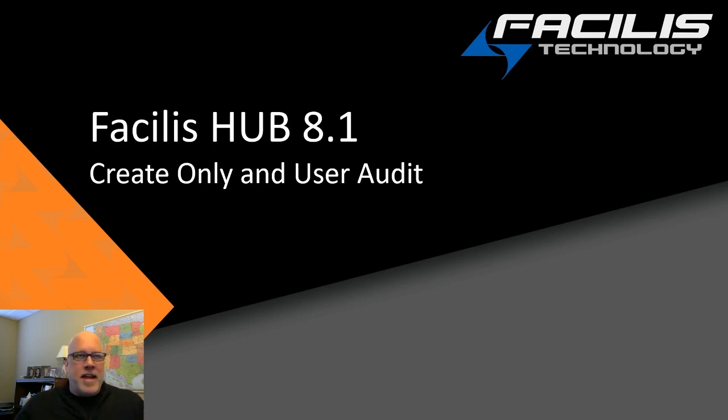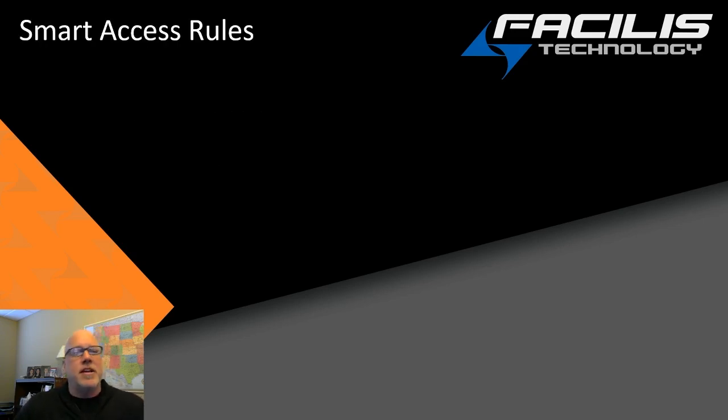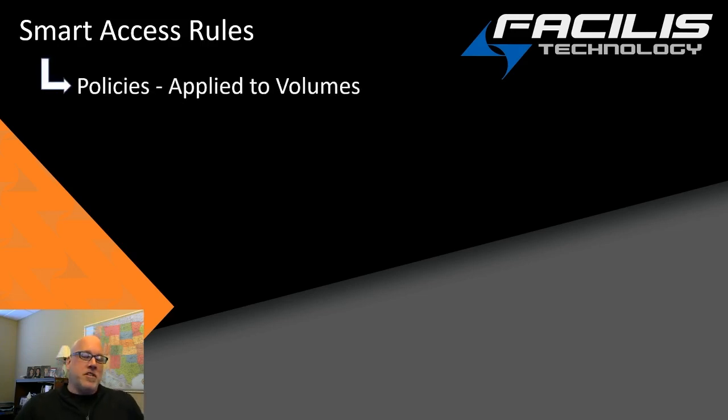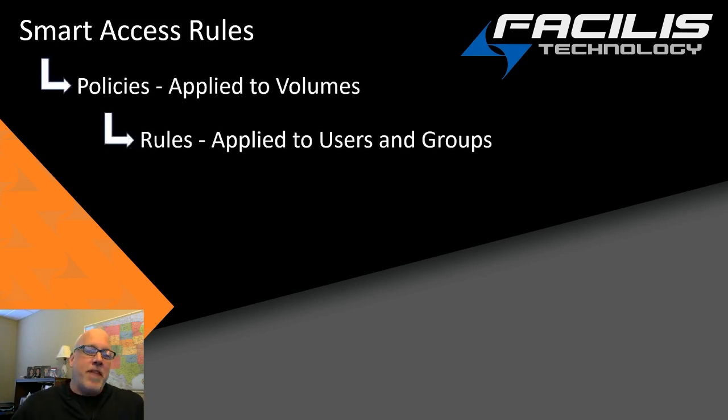So we're going to go over that a little bit, but first let's get into the basics of this in case you haven't seen it already. Smart Access Rules is a new feature. It's a set of policies that are applied to volumes that contain rules that are applied to users and groups. Policies are simply sets of rules, and rules are run in order in the policies, and you can decide if you want to have 1 or 10 rules in a policy. It's all based upon how you want to work.